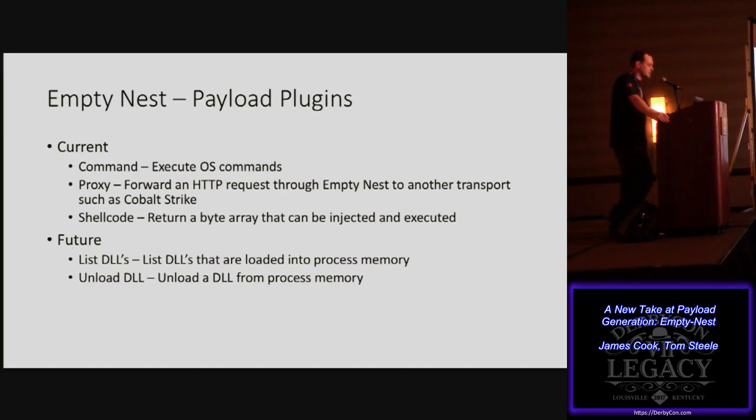So Cobalt Strike uses, I think it just got updated, but it used to only do a 4-byte URL. So if you ever see your Cobalt Strike stager hit your web server, it's a 4-byte URL that you should be easily able to write a signature for. And then shellcode, so you can directly inject shellcode into your process once it's connected back to you.